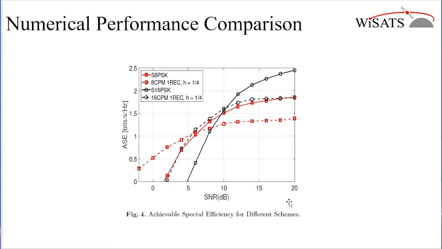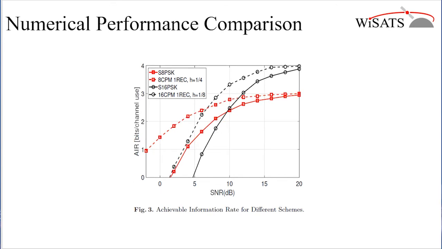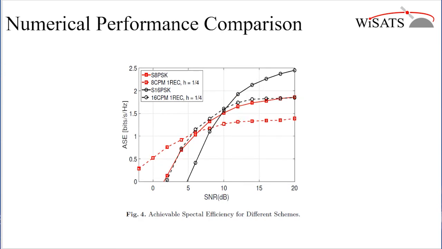Next, we show the achievable spectral efficiency for different schemes. These results show that the modulation providing the higher achievable information rate, as you can see here, is not the one with the higher achievable spectral efficiency. We can see that both the 8PSK and 16PSK schemes outperform MCPM.